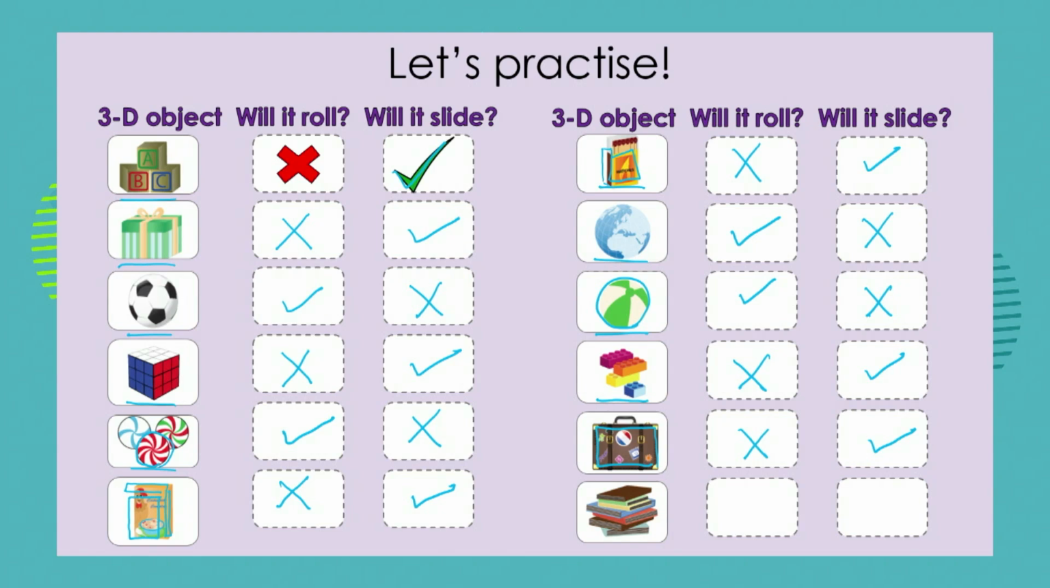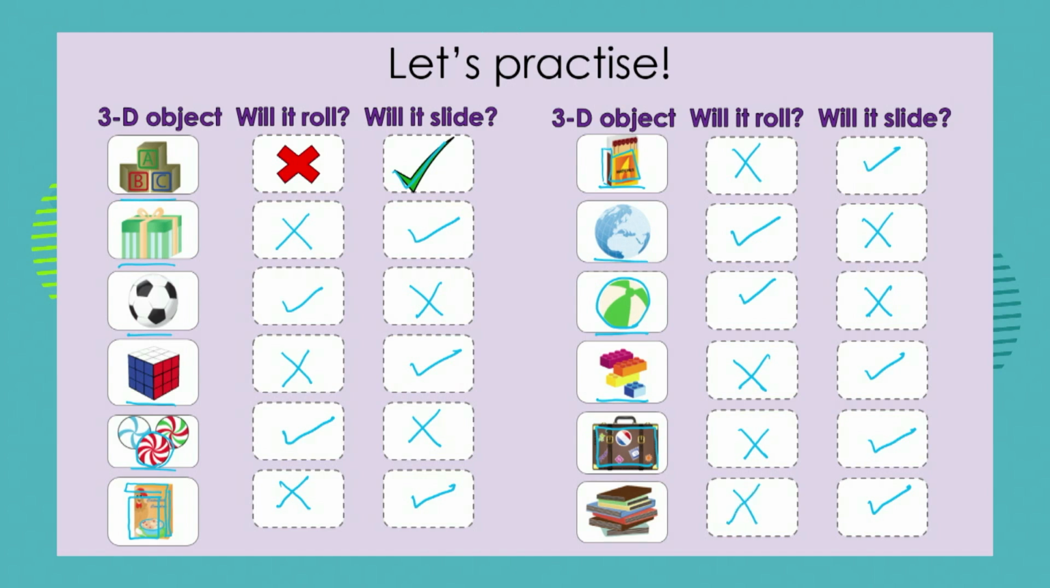And our last one is a pile of books. We can see that they look rectangular in shape and they have sides. And we know now when an object has sides and it looks like a square or a rectangle, what is going to happen, grade ones? Super! It is going to slide and it will not roll.